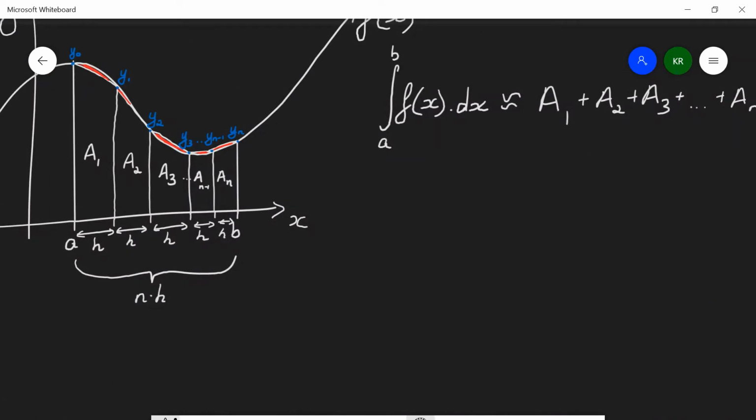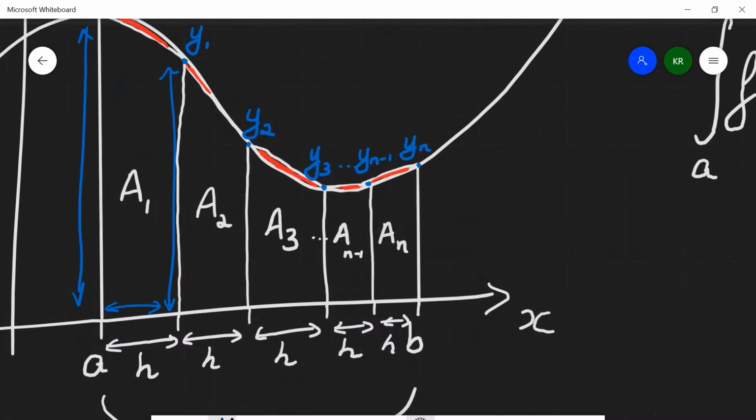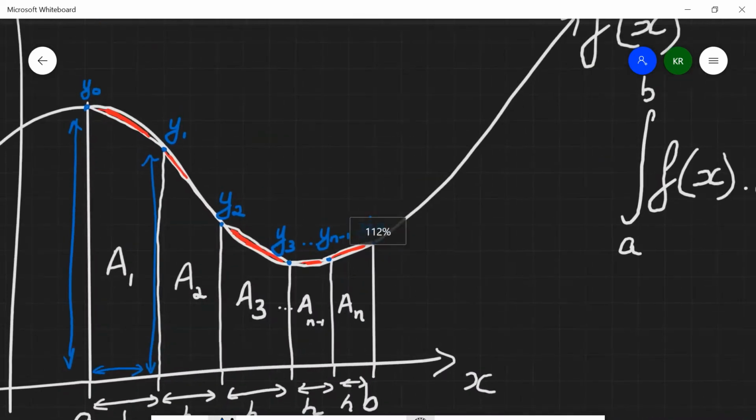What's the area? Well, recall that the area of a trapezium is just the average of the two parallel sides times the width of the trapezium. So let's consider A1. It's going to be this length plus this length over 2. So it's the average of those two lengths times this width here. That's going to be the area of the trapezium, and you can look that up if you want.